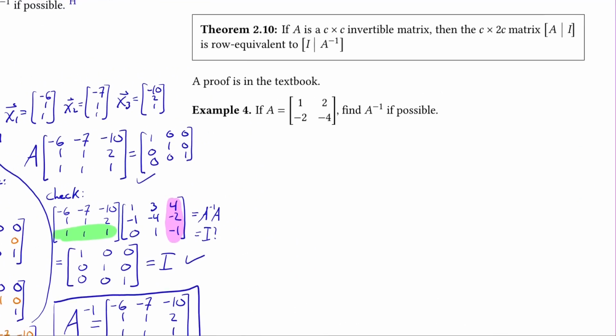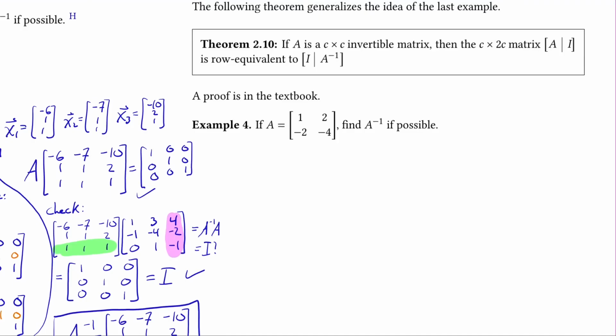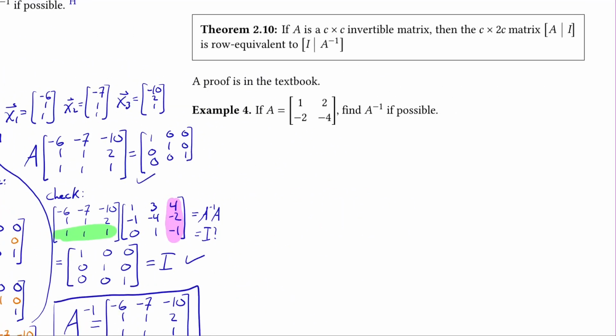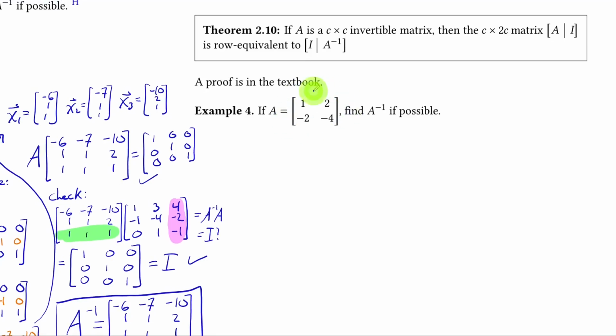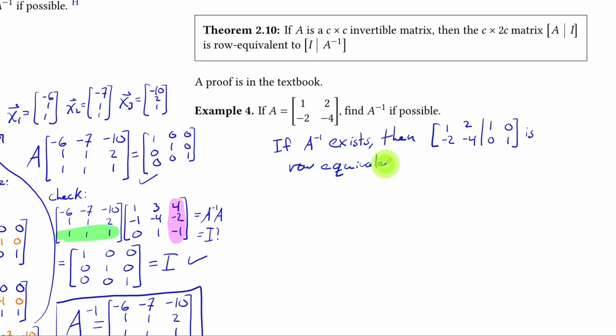Okay, and the proof in the textbook is pretty similar to the example we just did. Let's do another example of just using this without going through the whole explanation, just saying we're using theorem 2.10. What the theorem says is that if this matrix A is invertible, in other words, if A inverse exists, then this augmented matrix here is row equivalent to the identity matrix augmented with A inverse.